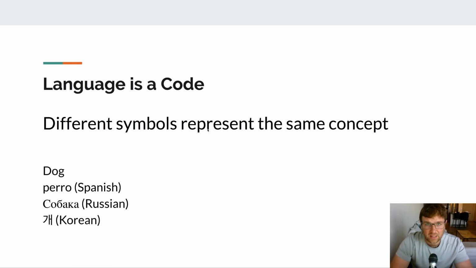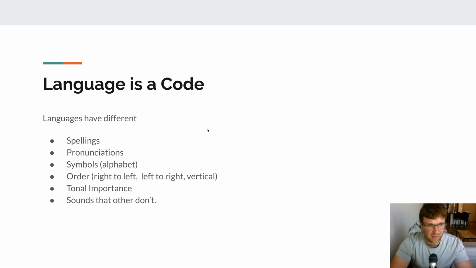Hopefully it's not too much of a stretch to understand that language is a code. Different symbols can represent the same concept. So dog in English is perro in Spanish. It's 개 in Korean, and I don't really even know how to pronounce that in Russian. But all of these things represent the idea of a dog. You can see that obviously they're spelled different, and in the case of Russian and Korean, we don't even have all of those symbols.